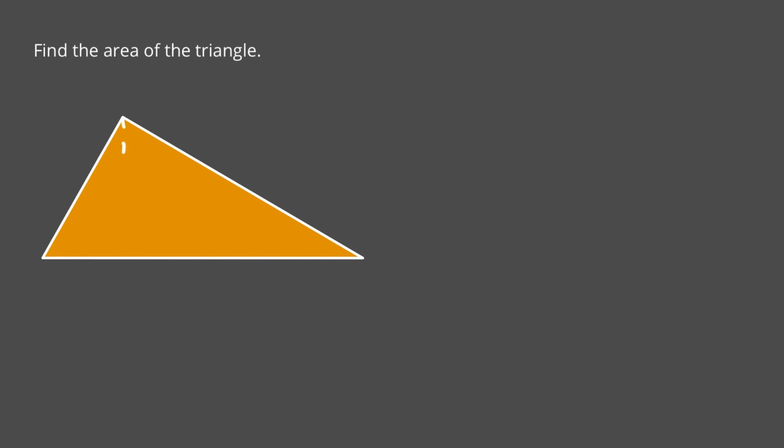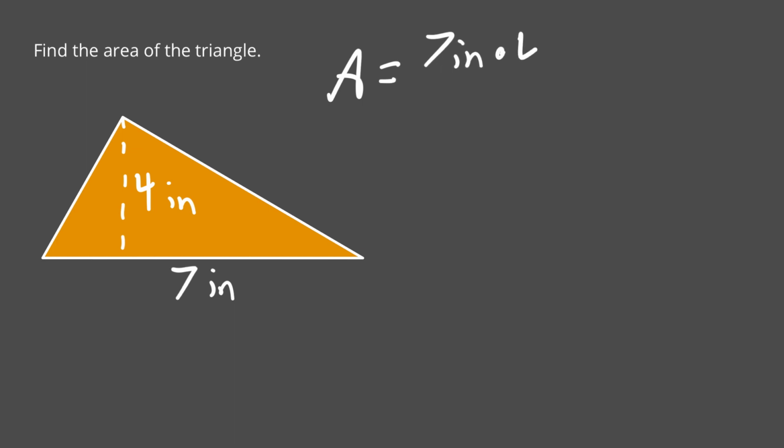Let's assume the height is 4 and the base is 7. And let's throw inches for the units. Go ahead and pause this video and give it a try on your own. To find the area, we will use the base of 7 inches times the height of 4 inches, all divided by 2.